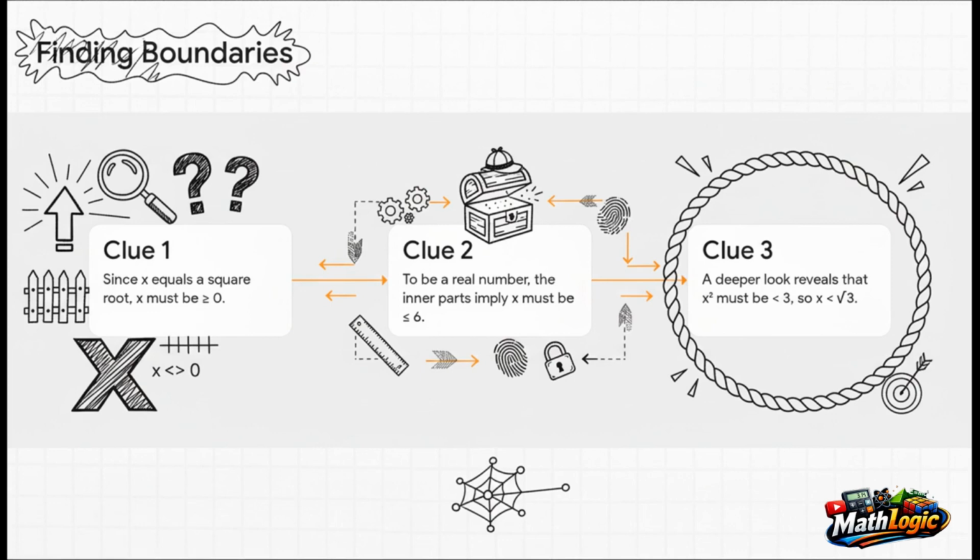Okay, let's follow the clues. Clue number 1. x is equal to a square root, right? So we know it can't be a negative number. That means x has to be 0 or something bigger. Simple enough? Clue 2. If we look inside the equation, the stuff under the square roots has to follow the rules too. A little logic there tells us that x has to be less than or equal to 6. But then there's a deeper clue. When you really look at the structure of this thing, it reveals that x has to be less than the square root of 3. And that clue, wow, that really narrows down our search area.